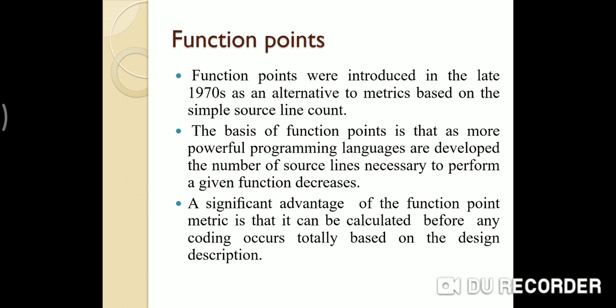Now, focusing on function points: they were introduced in the late 1970s as an alternative to metrics based on simple source line count. Means what? Function points appeared to be a solution to the software size measurement problem. Lines of source code is also a size measurement metric, but function point is an alternative to the lines of source code metric. Means what happens in function point?